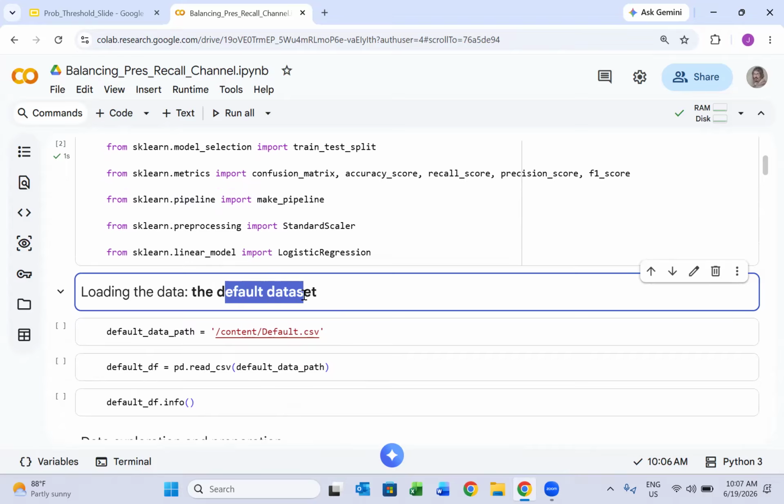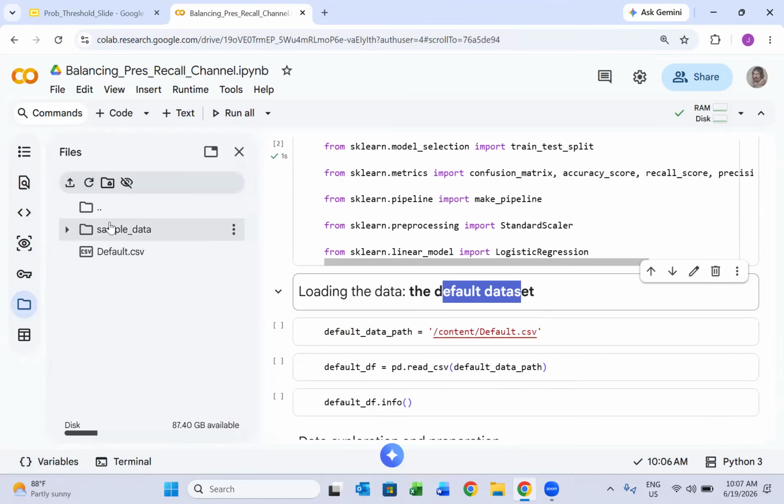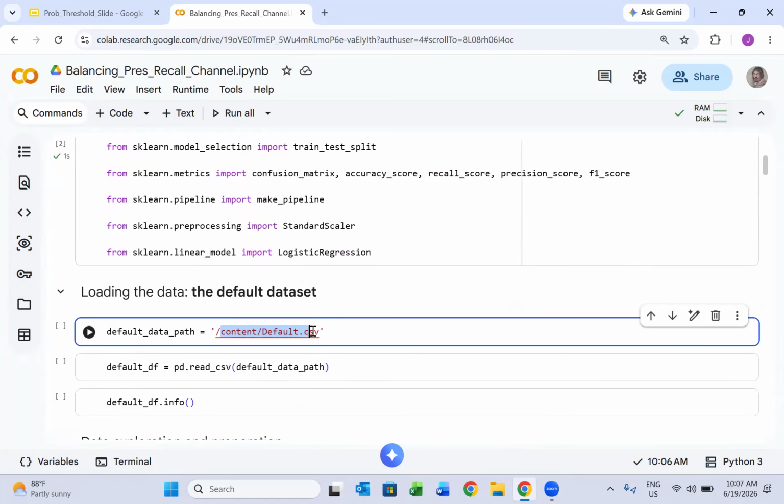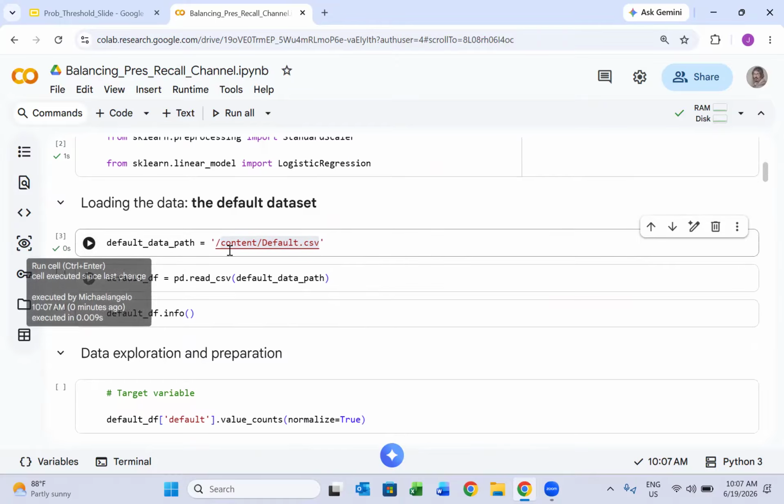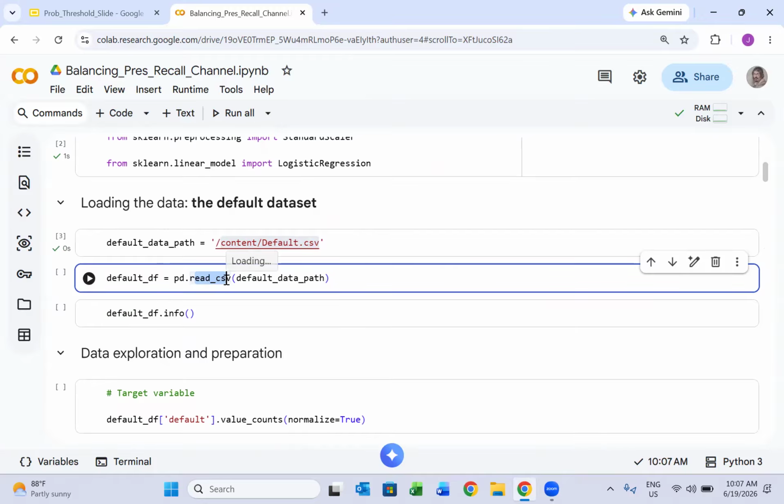I have that data set stored as a CSV file locally in my computer, and I already uploaded that CSV file right here to the Files tab in Colab, and that allows me to use the path to that CSV file in Colab to read it as a data frame. So I'm going to be able to read that CSV file as a data frame by using the read_csv function from pandas, okay? And I'm going to create that data frame with that CSV file, default_df, okay?